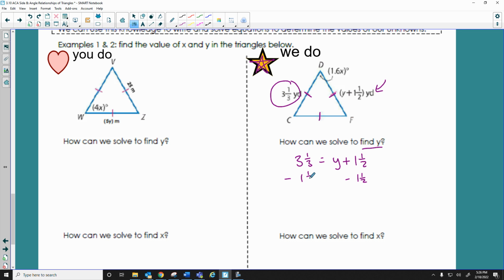Minus 1 1/2. Okay? That will cancel out, and I'll be left with y. Now, over here. When I subtract fractions, there's something special. I can't subtract them as they are. I need to subtract them with a common denominator. So, common denominator with 3 and 2 would be 6. So we're going to change them both to 6's.